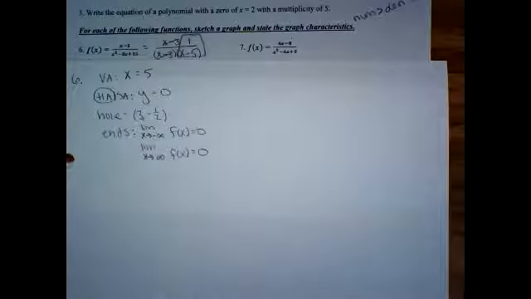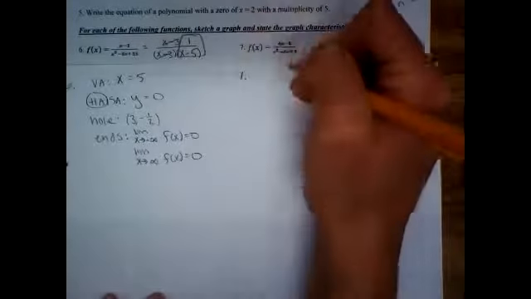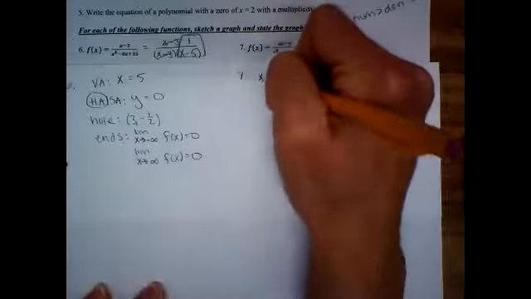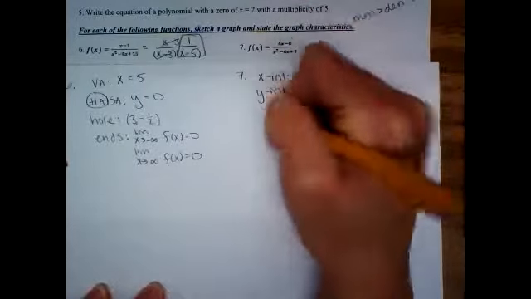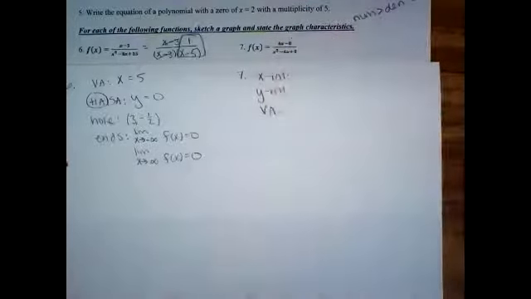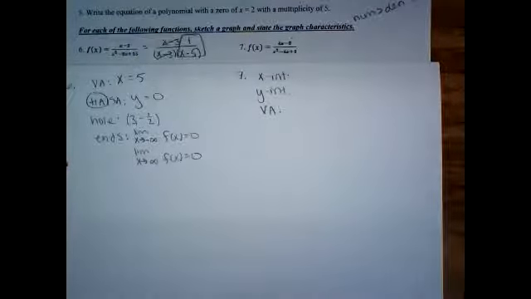All right, we'll do a couple more and then I'll give you a break. All right, for number 7, all I'm going to ask you are the x-intercepts, the y-intercepts, and the vertical asymptote. Again, I'm not going to ask you every single thing on every single question. That would be way too much. I'm just picking and choosing a few things.